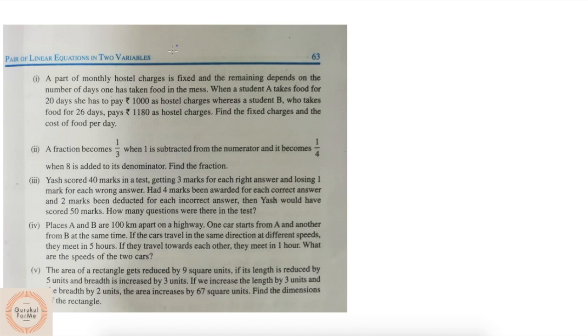Now he says, Yash, there is a gentleman called Yash. He scored 40 marks in a test, getting 3 marks for each right answer and losing 1 mark for every wrong answer. Had 4 marks been awarded for each correct answer and 2 marks been deducted for each wrong answer, he would have scored 50 marks.